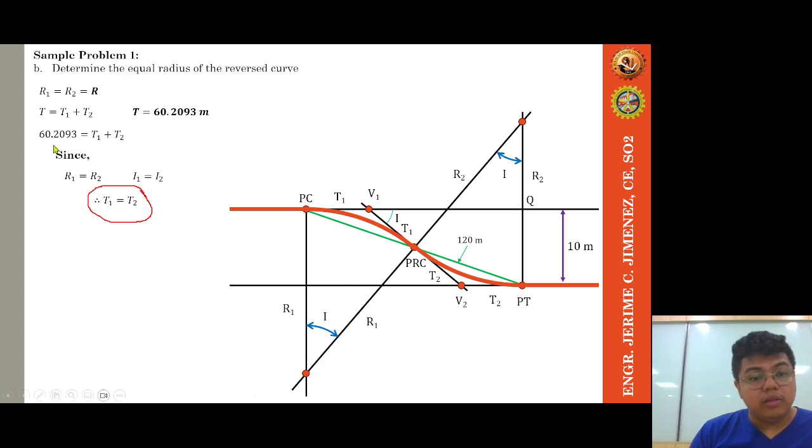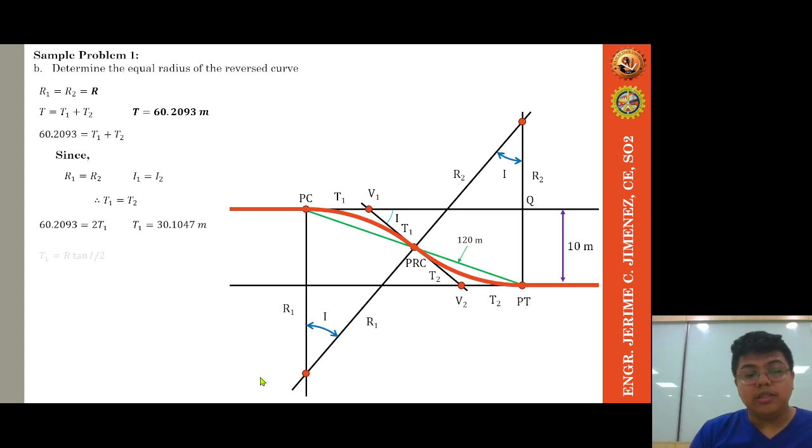So since we know that one, we can substitute the variable T sub 1 sa ating T sub 2. Okay, dito sa T sub 2 natin. So we have 60.2093 is equal to T sub 1. Okay? Cross multiplication, we can have the tangent of the first curvature as 30.1047 meters.